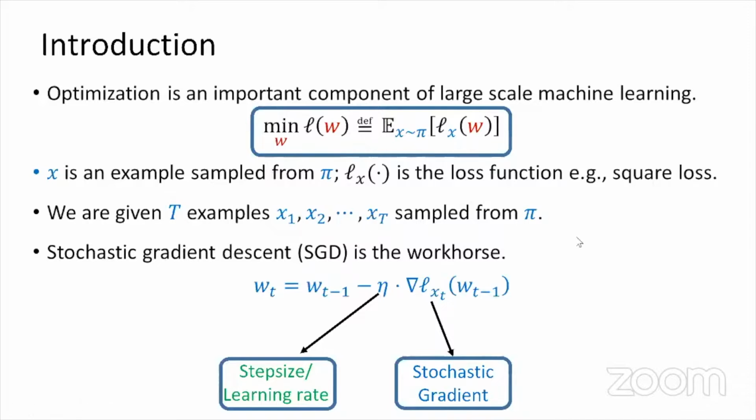As we saw, stochastic gradient descent is the most popular workhorse for solving these kinds of problems. The idea is that given a data point xt and the current iterate wt minus 1, you set wt to be wt minus 1 minus a step size eta times the gradient of the loss function for the data point xt, evaluated at wt minus 1. So this is stochastic gradient descent.